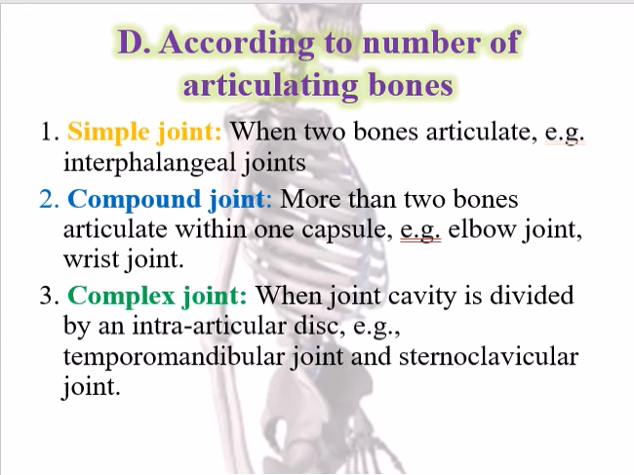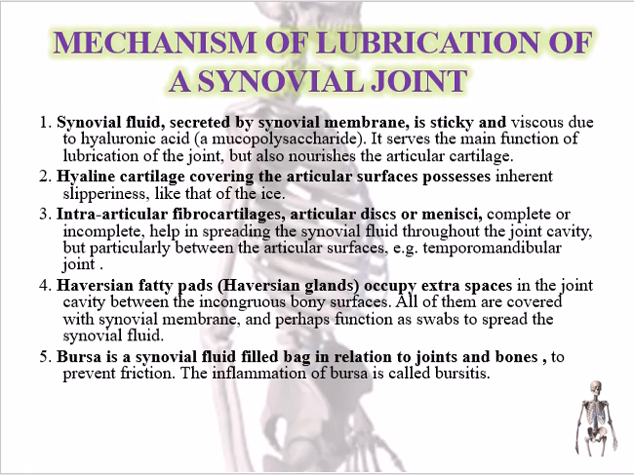Now we have completed our classification. Now we discuss the mechanism of lubrication of the synovial joint. Number 1, synovial fluid secreted by the synovial membrane is sticky and viscous due to the hyaluronic acid mucopolysaccharide. It serves the main function of lubrication of the joint but also nourishes the articular cartilage.